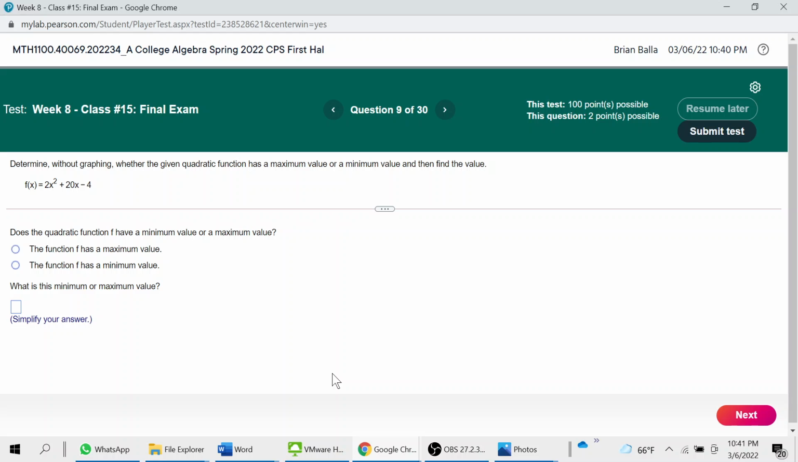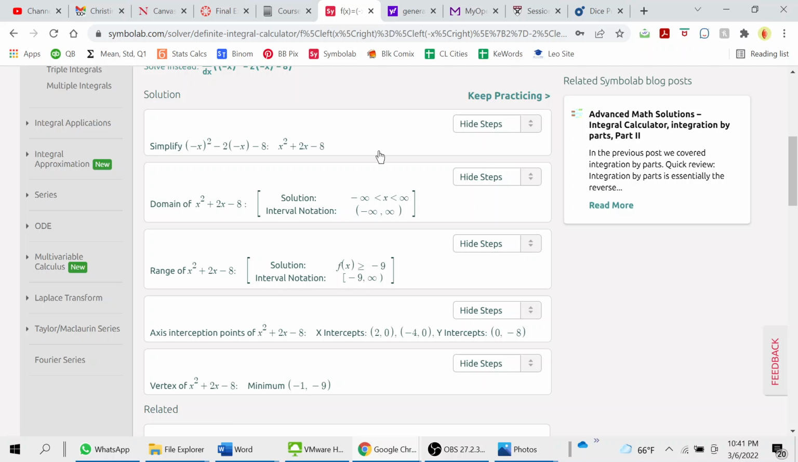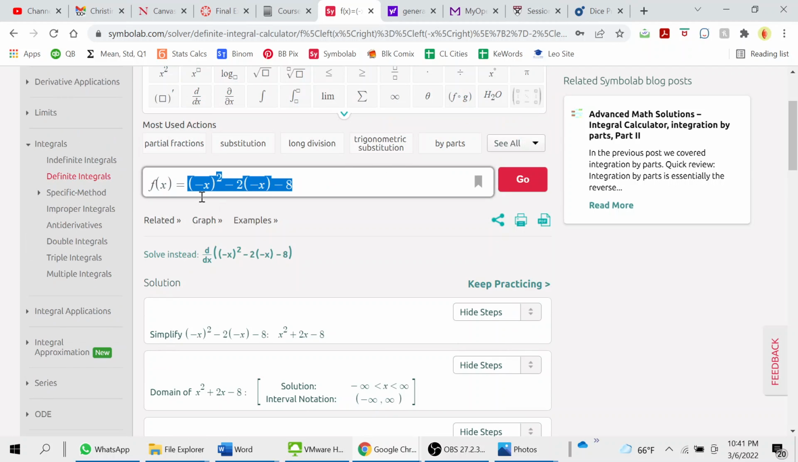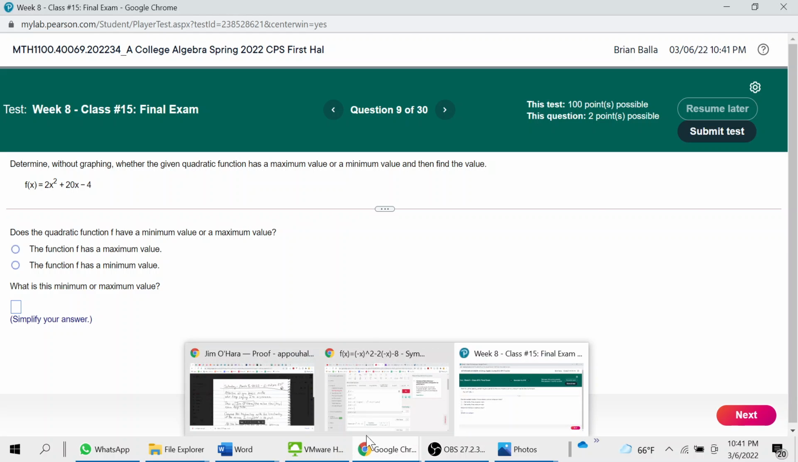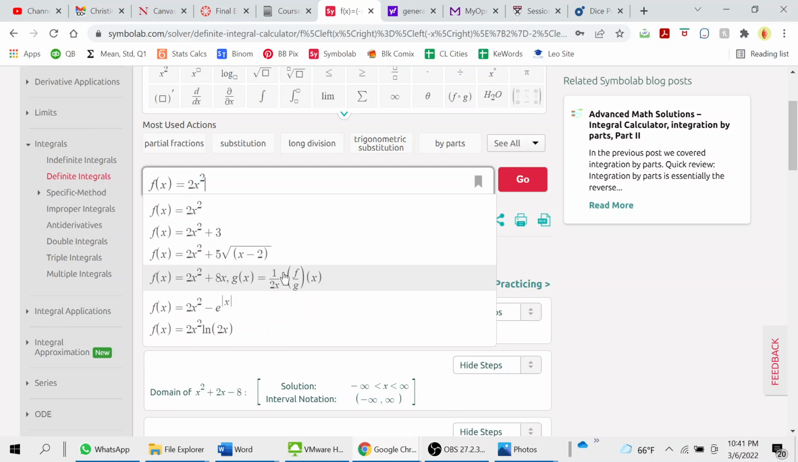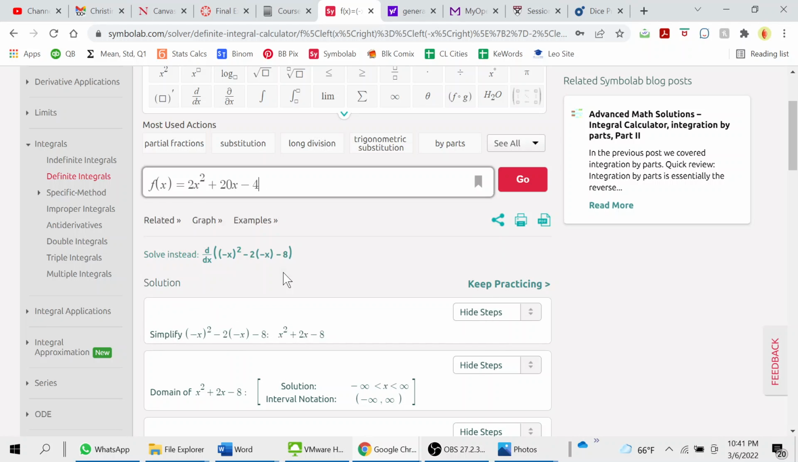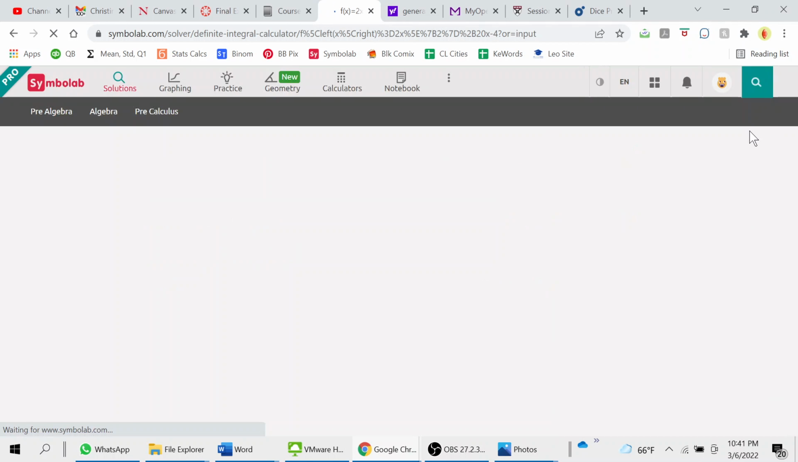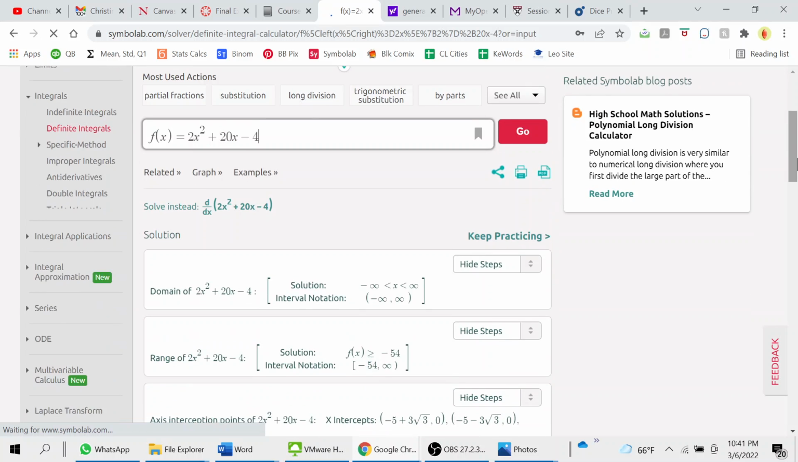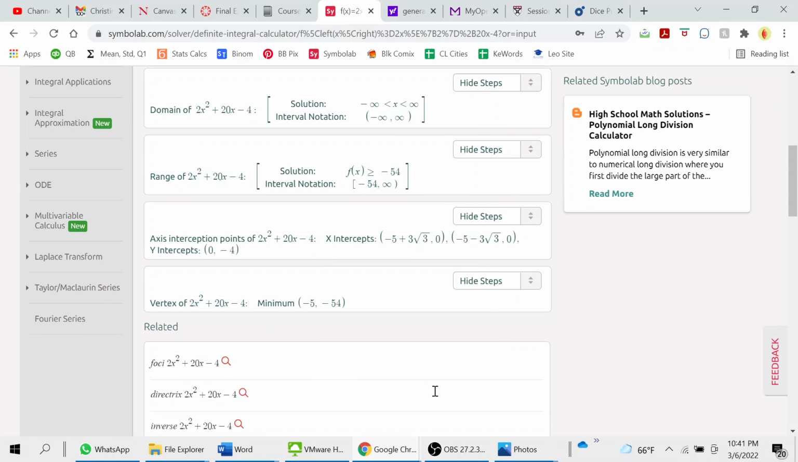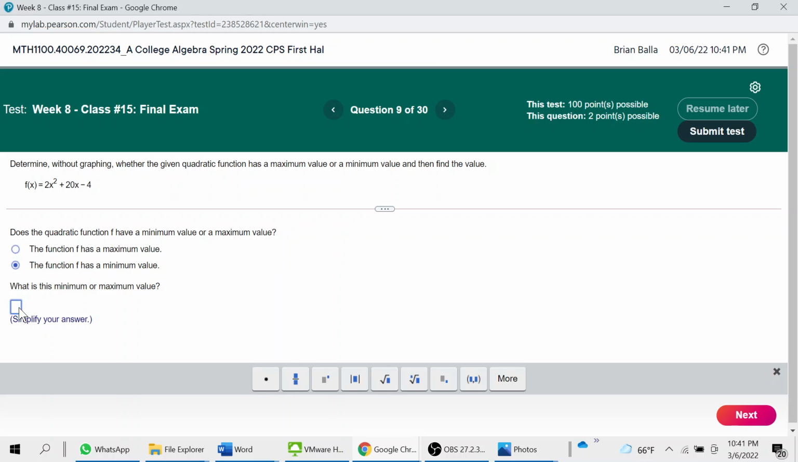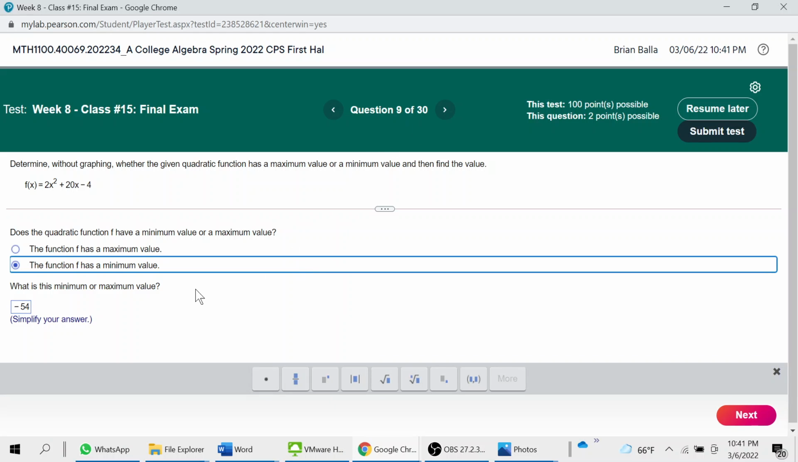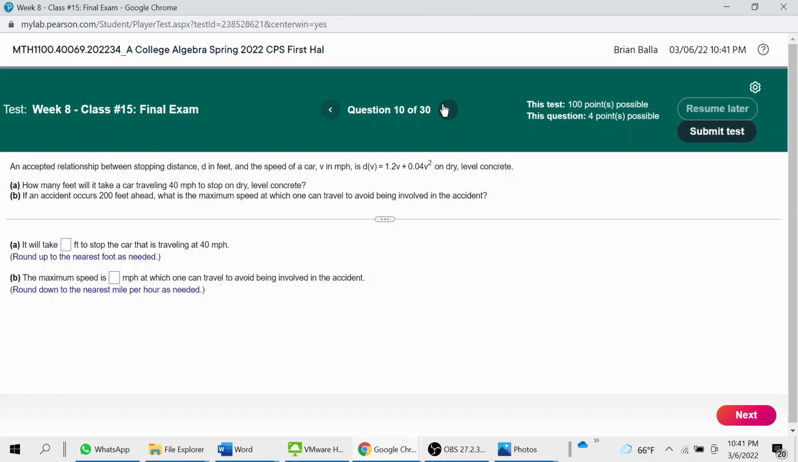Determine without graphing whether it has a minimum or maximum value. Two x squared plus 20x minus 4. The minimum value is negative 54. Good. That was really simple. Moving on. Question 10.